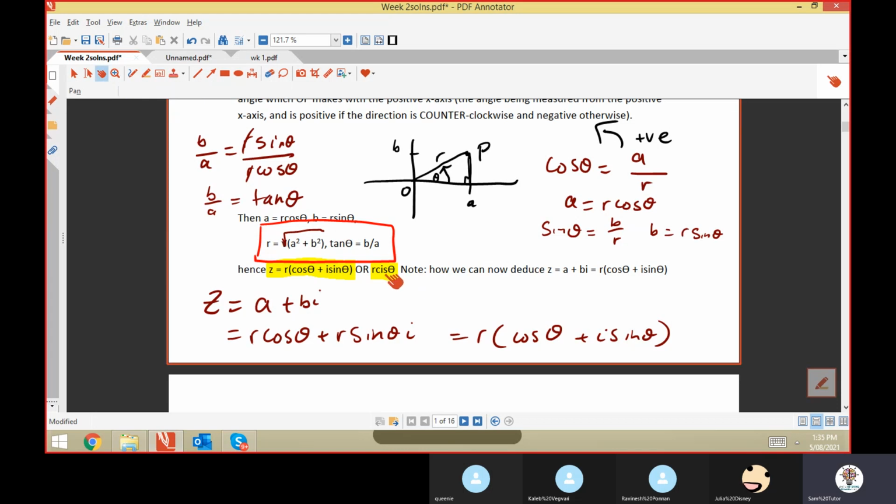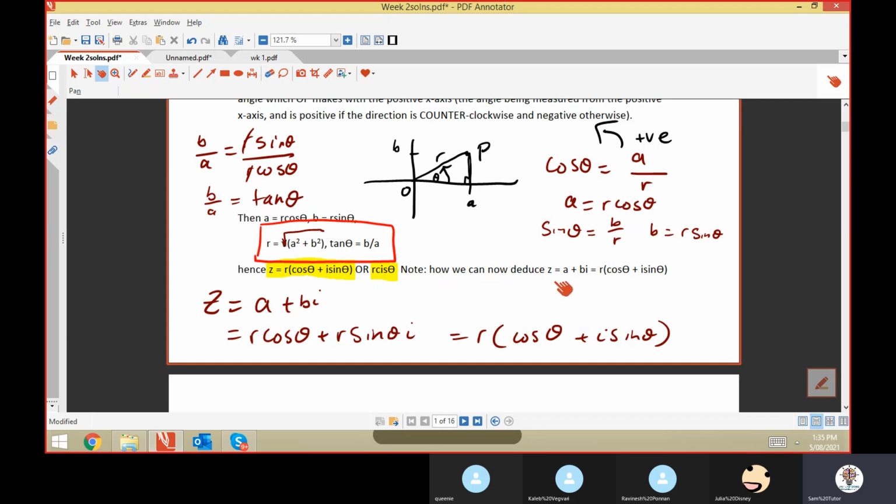Can anyone see where this comes from? Maybe other than Queenie. Can anyone see where cis theta is coming from? R. Cos imaginary sine. Yeah, you're right. So it's just an acronym because it's annoying to write. So we simplify it by going C is for the cos, I is obviously for the imaginary, S is for the sine. So instead of writing this, we probably will be writing more R cis theta. All right, good.